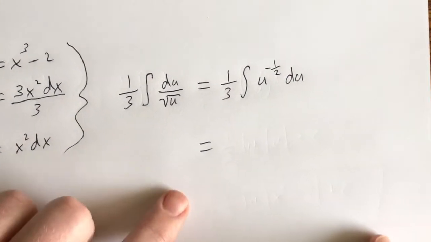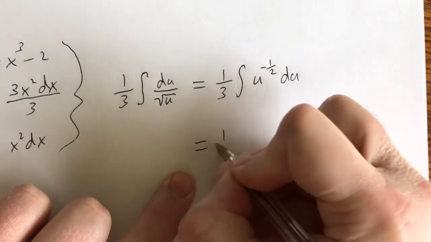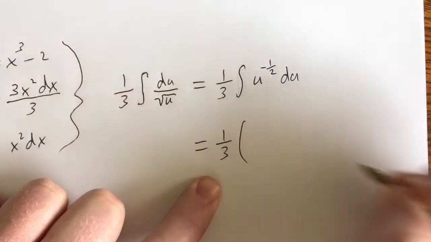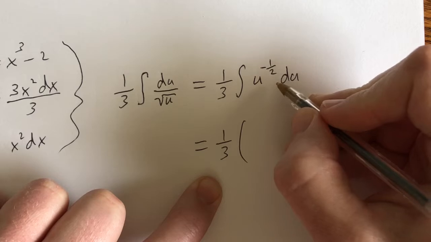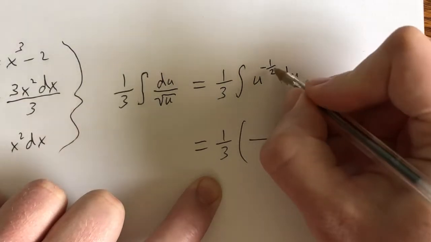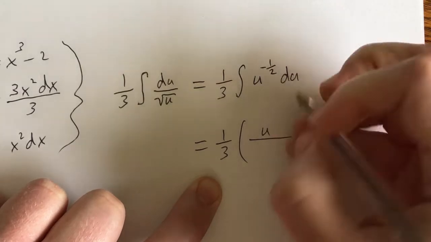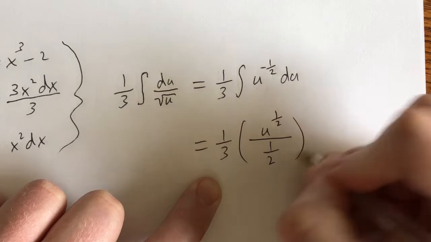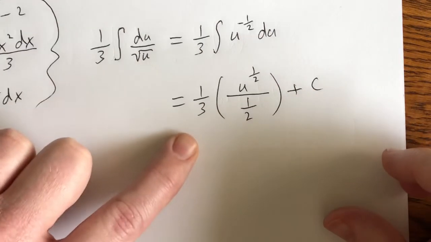Okay, now we're finally ready to go through our motions. So let's take the integral of u to the negative 1/2. All right, the 1/3 constant multiple rule comes down here. And let's look at the integral of u to the negative 1/2. So we're going to add 1 to negative 1/2. Negative 1/2 plus 1 is 1/2. Then we divide by that new exponent. And again, because it's indefinite, we do plus c.